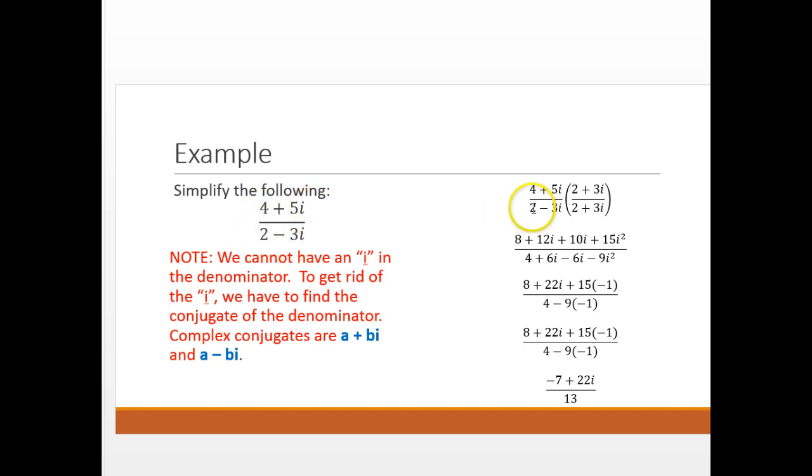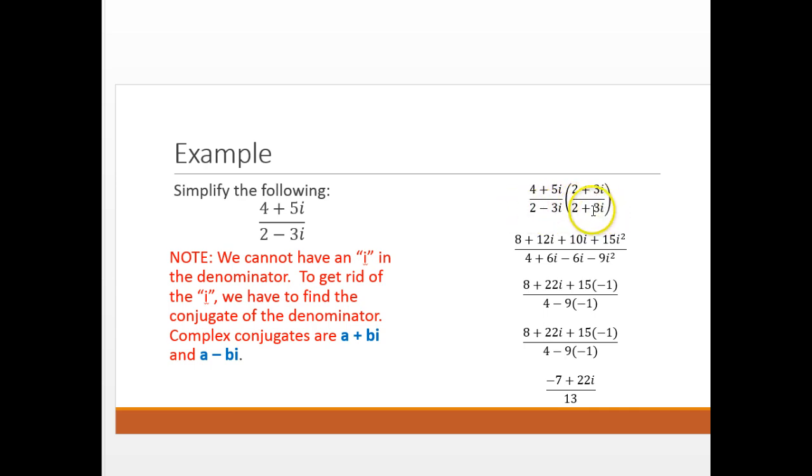What I'm going to do is just focus on the denominator. 2 minus 3i has a conjugate of 2 plus 3i. So I'm going to multiply the numerator and the denominator by 2 plus 3i. The reason I'm going to do that is I can multiply anything by 1 and not change its value. So (2 plus 3i) over (2 plus 3i) is just 1. And I want the conjugate of the denominator because I want to get rid of the i in the denominator. Let's see how the denominator works first.